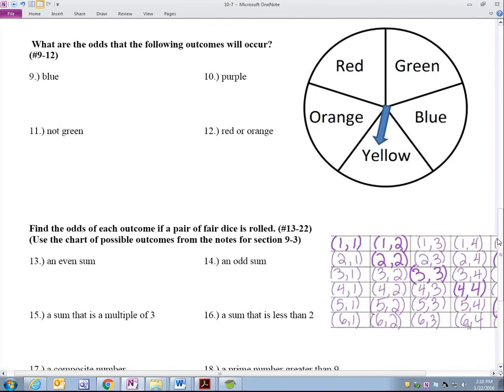Once again, what are the odds that the following outcomes will occur? So we spin that spinner, and what are the odds of getting blue, Caitlin? 1 to 4, she says. I'm going to say 1 to 4, and then we look at it. So we have 1 blue right here, and we have 1, 2, 3, 4 failures if we wanted to get blue. So that's correct, 1 to 4.